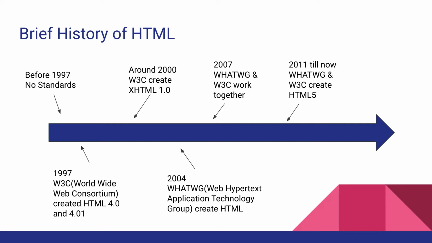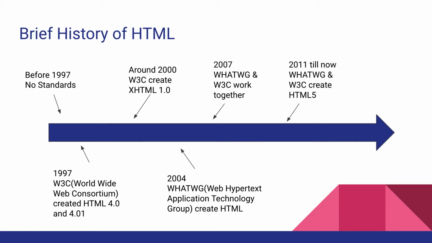So, a brief history of HTML. And I'm going to be honest, the history of HTML is probably not going to affect you that much when you start to code your web page, but I still want to introduce it to you guys. Before 1997, there were no standards. Basically, everyone just created their own syntax. Everyone just did whatever they wanted to create a web page. And obviously, it became a mess because there was no rule.